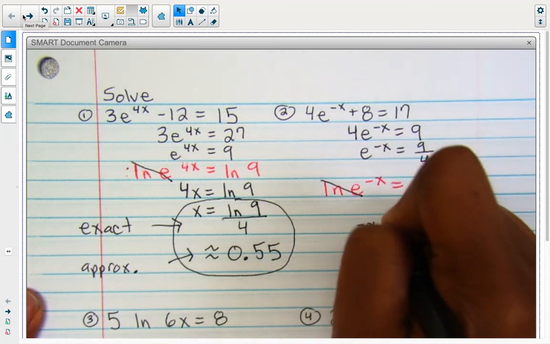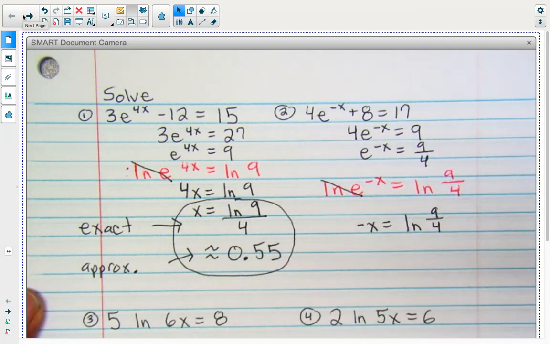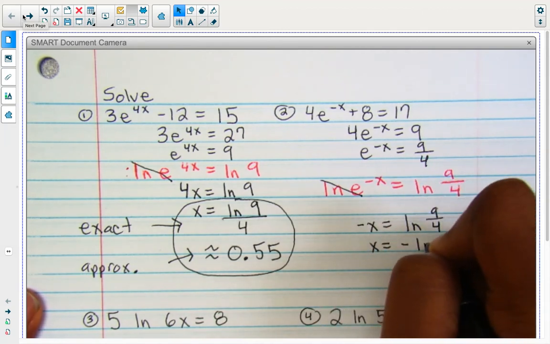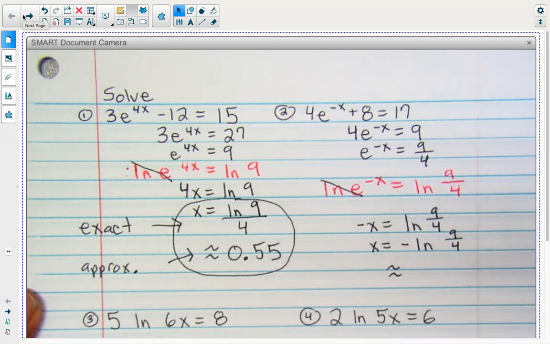So I have negative x is equal to the natural log of 9 divided by 4. And we need to divide everything by negative 1. So my final answer would be x equals negative natural log of 9/4. So x equals negative natural log of 9/4.